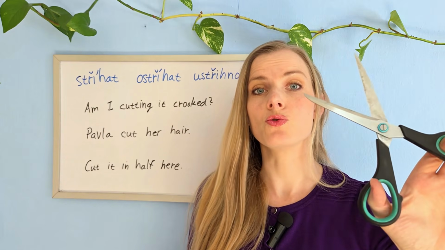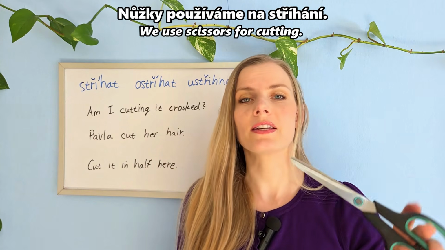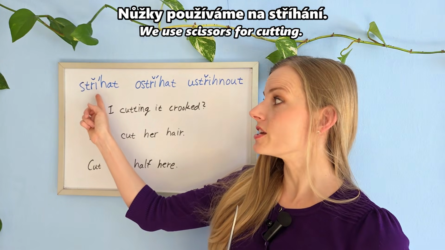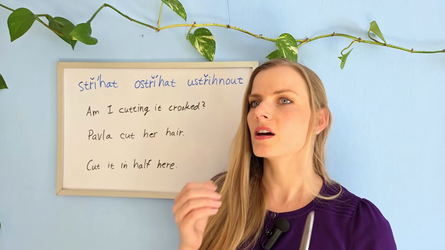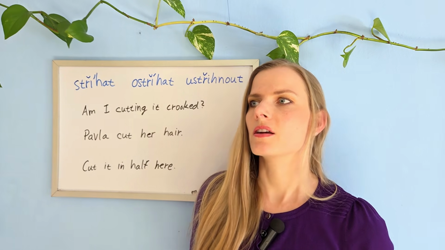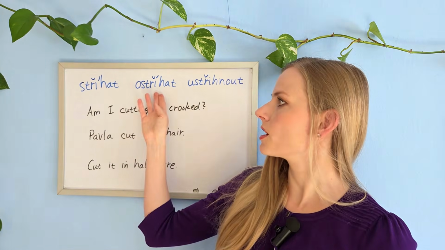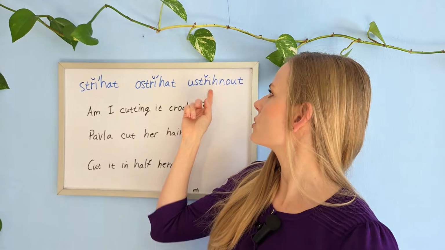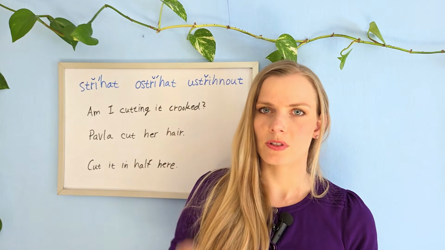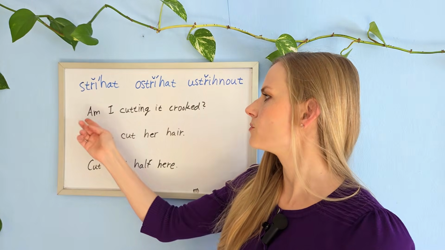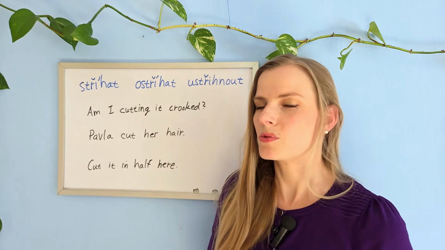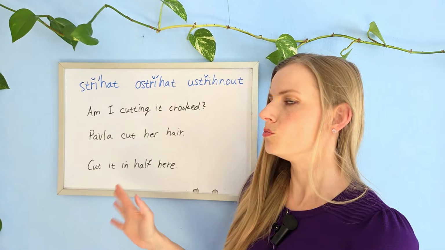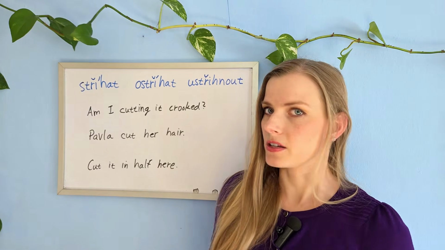Now it's time to look at our first item. Our first tool is nůžky. Nůžky používáme na stříhání. We use scissors for cutting. Stříhání, stříhat, to cut with scissors, such as cutting hair, cutting nails, cutting fabric or paper. Ostříhat means to cut completely, do a haircut or cut your nails. Ustřihnout means to cut something off, cut a piece with scissors. I wrote 3 examples in English and we are going to see how to translate them in Czech.